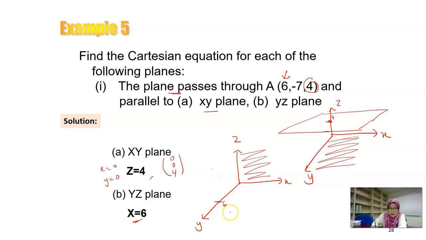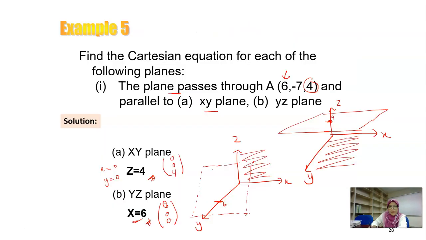So it should be vertically here, somewhere like this. It passes through X equals 6, meaning 6, 0, 0 should be like this. So that's why we have this answer, Z equals 4 and X equals 6.